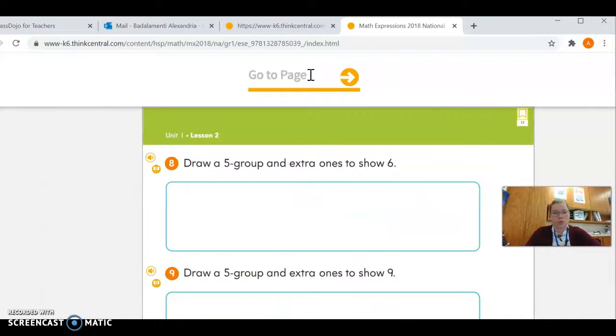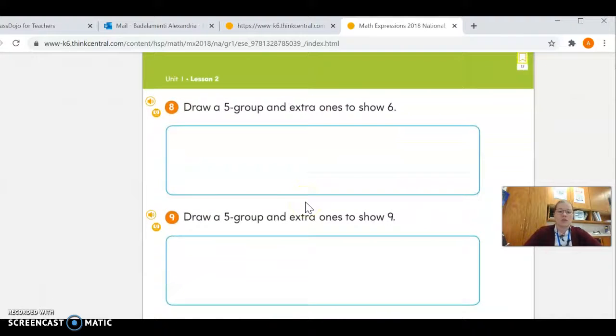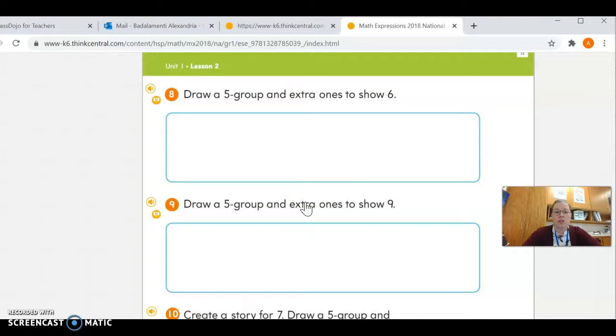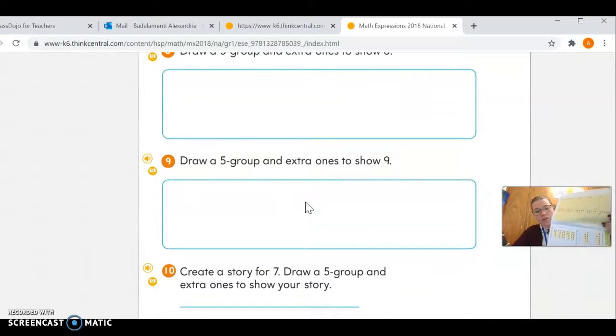Then we'll go to the back side. Now it says draw a 5 group and extra 1s to show 6. So that's the same as your giant numbers here. Find the one that says 6, 5 and the extra 1s. You're going to draw the same thing right in that box. Same thing with number 9. Draw a 5 group and the extra 1s to show 9. So which one of these has 9? 5, 6, 7, 8, 9. Perfect.